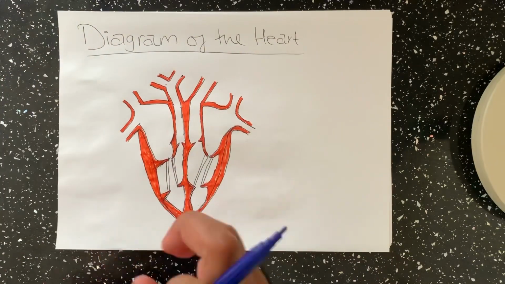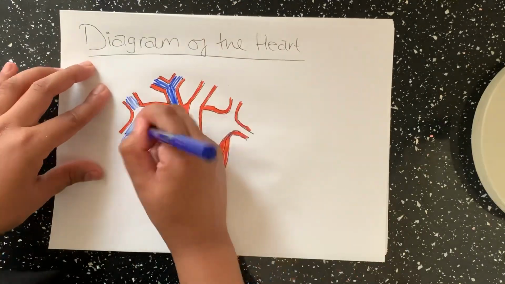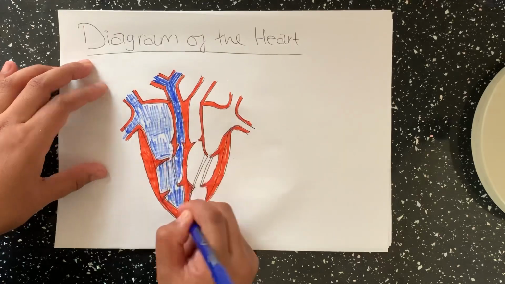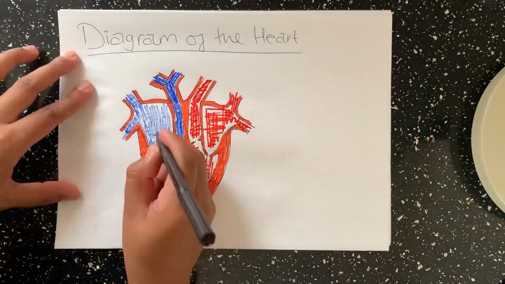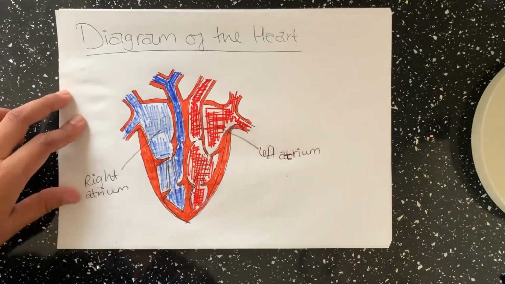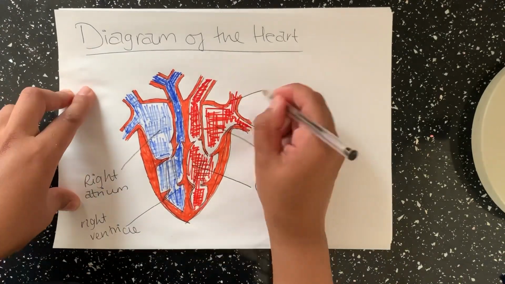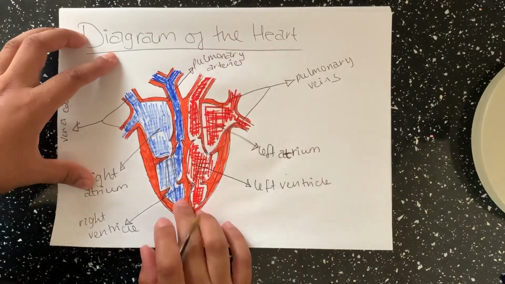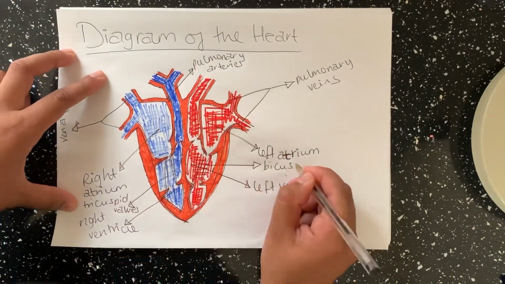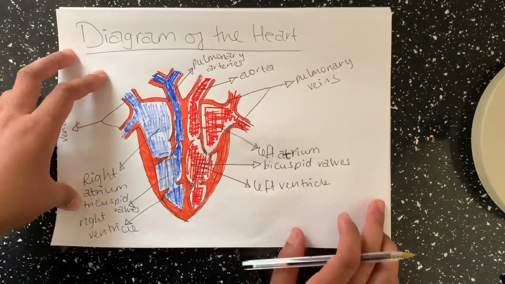Something else you realise, I've drawn the semilunar valves on the aorta and the pulmonary arteries, but I've forgotten to label them. Oops. So now you have the right atrium, the left ventricle, the right ventricle, the pulmonary veins, the inferior and superior vena cava, the pulmonary arteries, the tricuspid and bicuspid valves, and the aorta.